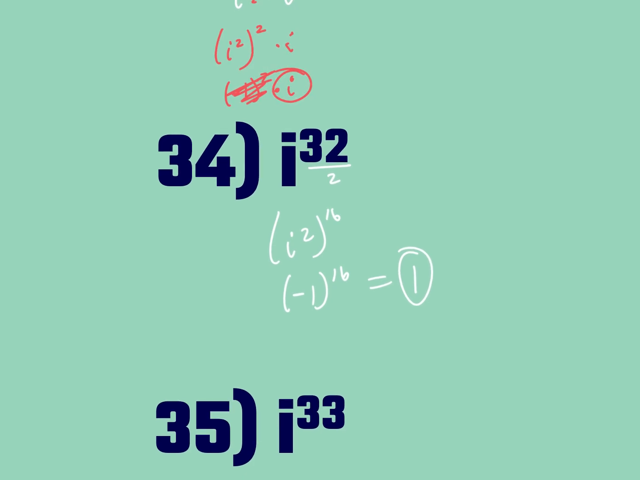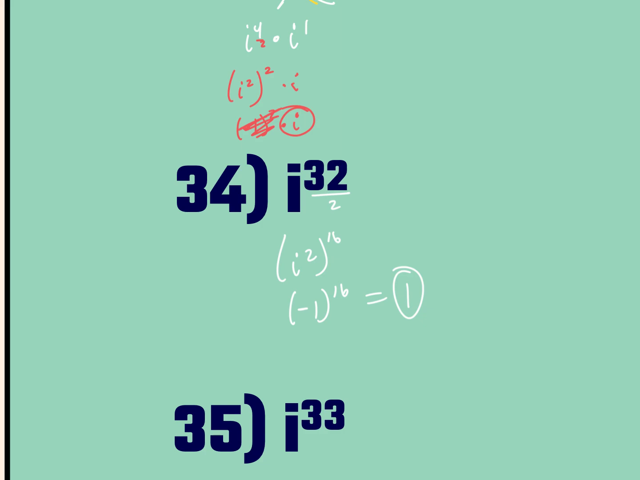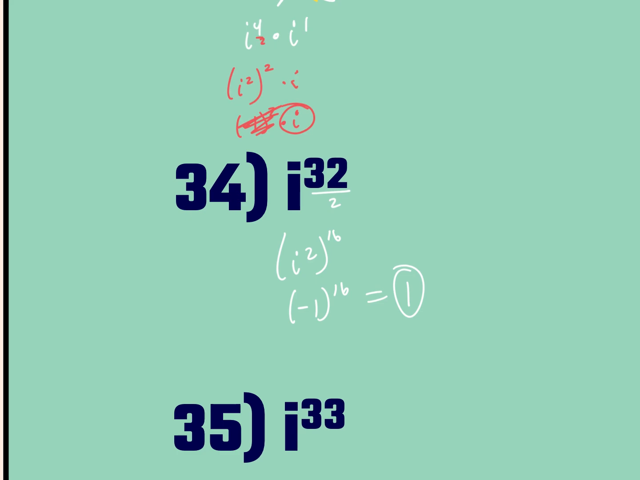Because you have i squared raised to the 16th power, that's negative 1. I thought it was just negative i. No, it's okay. Wouldn't i to the power of any even number be 1? If it's divisible by 4. You'll see in a minute.